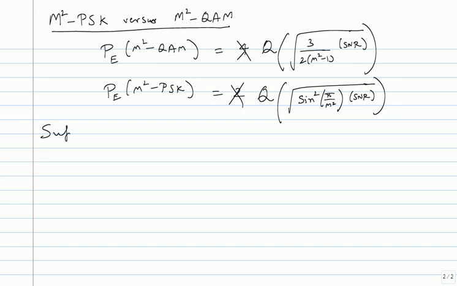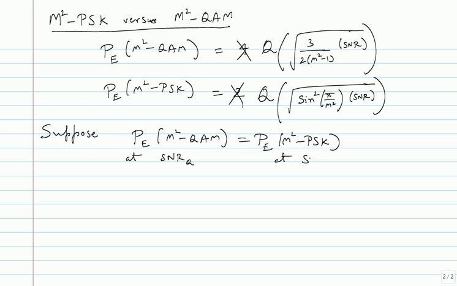So I'm going to say, suppose PE of M squared QAM equals PE of M squared PSK, at SNR Q here and at SNR P here. So what am I doing? If you plot both these PEs on the same graph versus SNR, I'll get two different curves. I'm fixing myself at one point on the y-axis, then asking where I get the intersections on the x-axis. What are the two SNRs at which this is achieved? I should simply equate what's inside the square root as the argument of Q. It's enough if I do that.